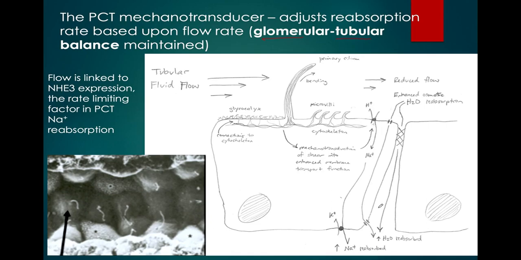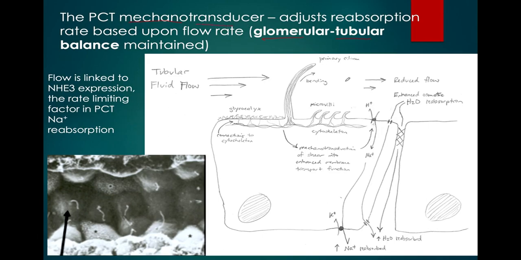The primary one that's sort of well accepted at this point is a mechanotransducer. That's this word up here, right? And it's in the PCT, which makes sense because it's very early, right? So in other words, right after you filter, you want to measure how much you filtered, right? So you can adjust what, and again, the PCT is doing most of the reabsorption, right? Remember, 65, 70%. So we want the PCT to be able to respond. So the PCT has this mechanotransducer.